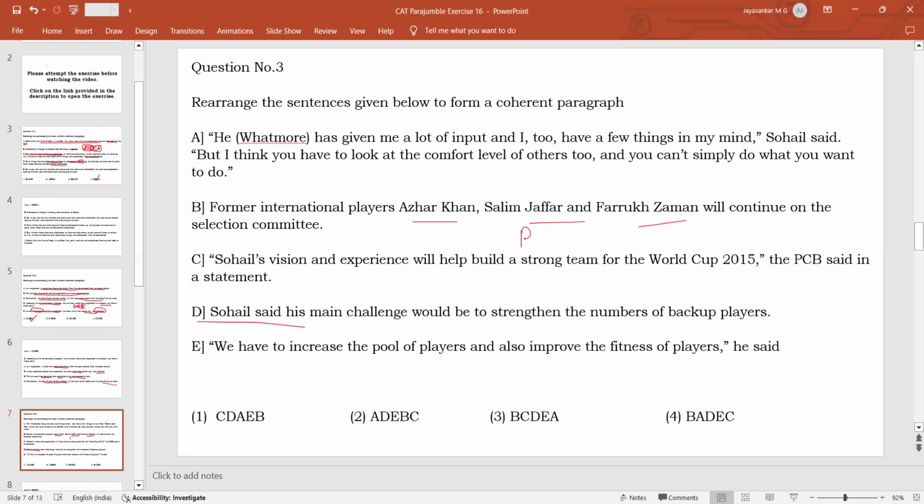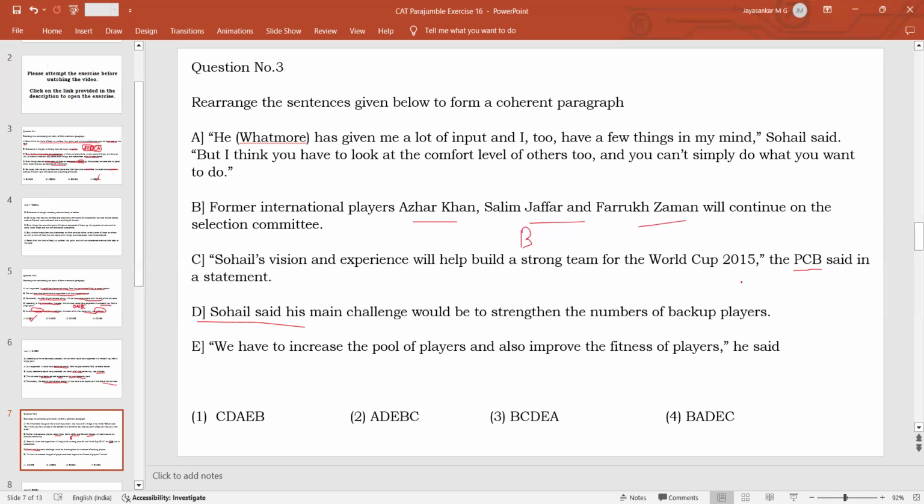Then the selection committee has made a statement regarding Sohail. So why the selection committee? Because we are talking about the selection committee first, then the Pakistan Cricket Board. PCB is obviously the Pakistan Cricket Board, and it is saying in a statement that Sohail's vision and experience will help build a strong team. Once we are talking about the selection committee, the statement should be about the opinion of PCB, because after this it is all the opinion of Sohail.